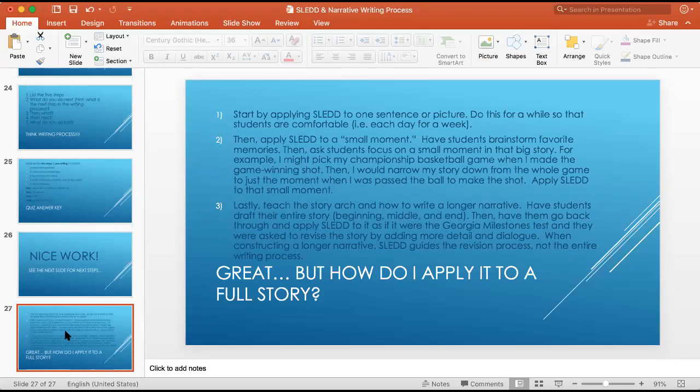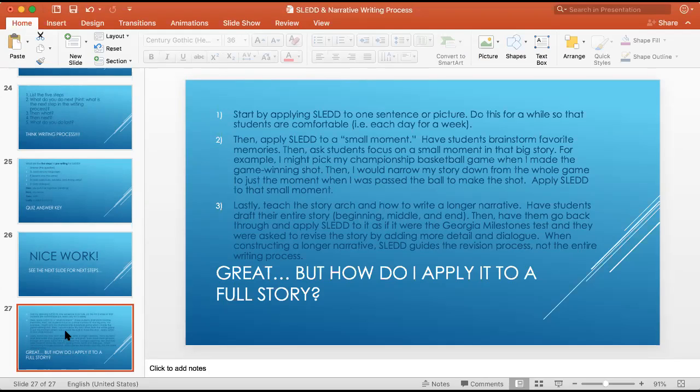And then you can stop there if you want for that day, and the next day have them revise and edit and add dialogue, or, you know, however you want to see fit. But at least have them practice this 2 or 3 times before you have them go on to number 2, because then they get really comfortable with it.